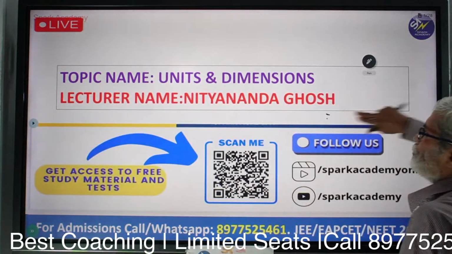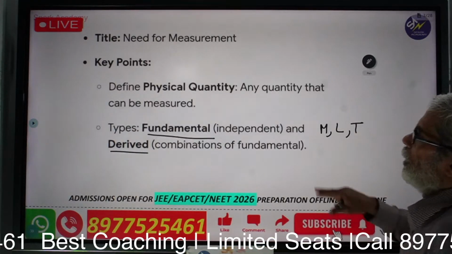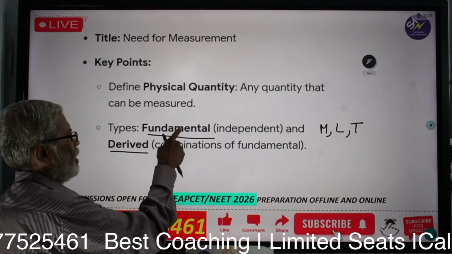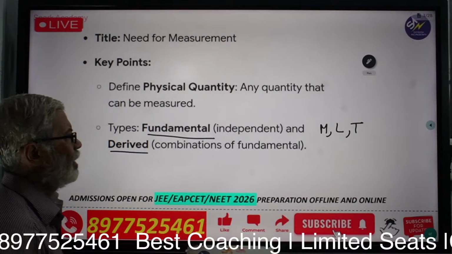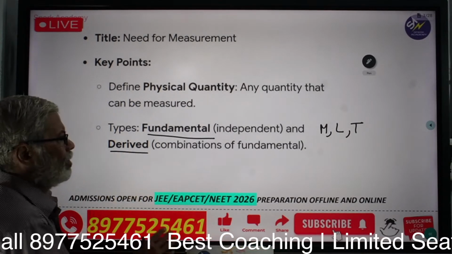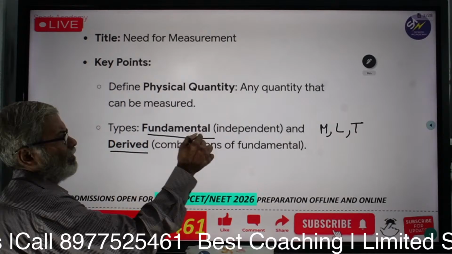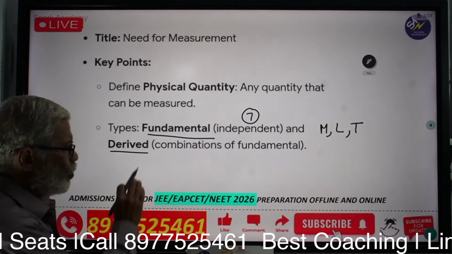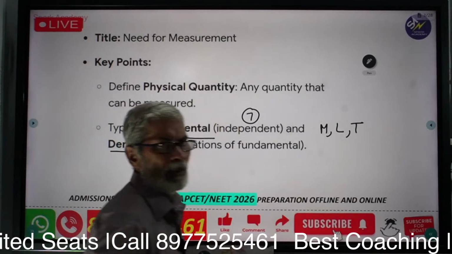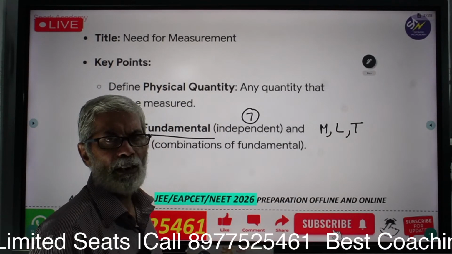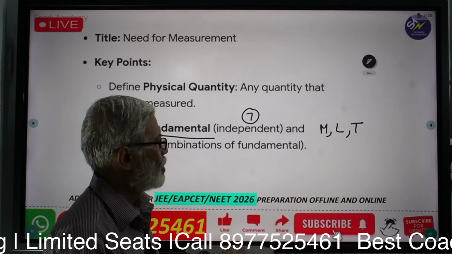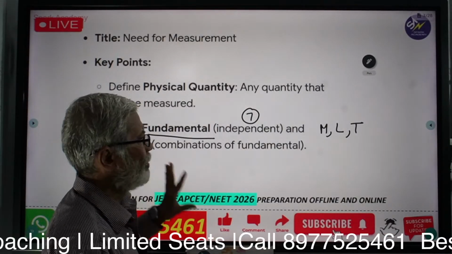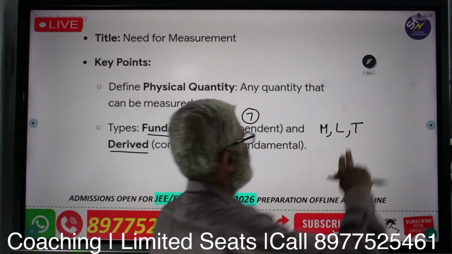As I told you before, there are two types of physical quantity. One is fundamental, another is derived quantity. Derived is nothing but derivation. There are 7 independent quantities. Next slide you will see. Most basic are mass, length, time. They stand independent of each other. You cannot mix them, so they are the most fundamental. Using them, you will get different derived physical quantities.